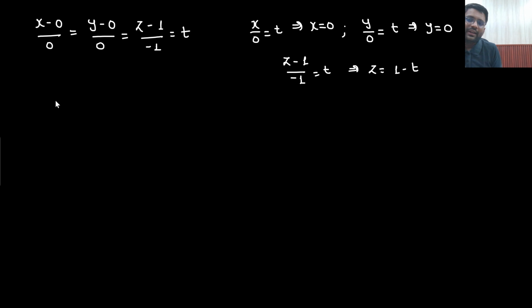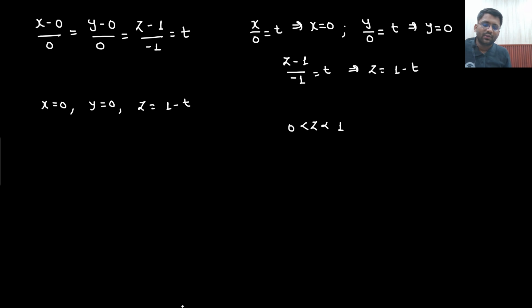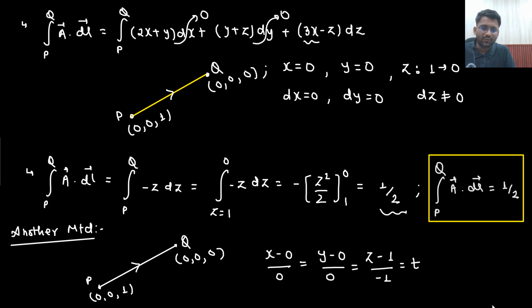So this is the scenario that you are getting: x equals 0, y equals 0 and z equals 1 minus t. And from where to where is your t going? Can you let me know? My z is going from 0 to 1. Oh, sorry. Z is going from 1 to 0.